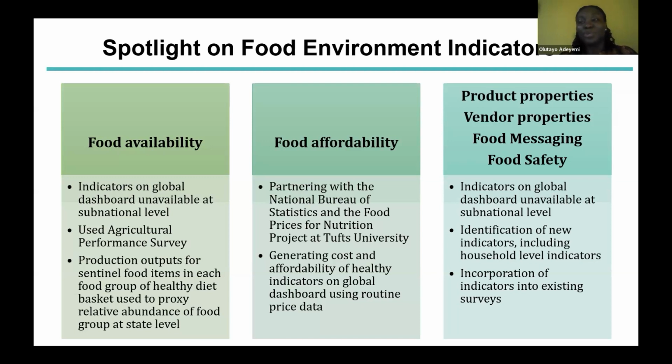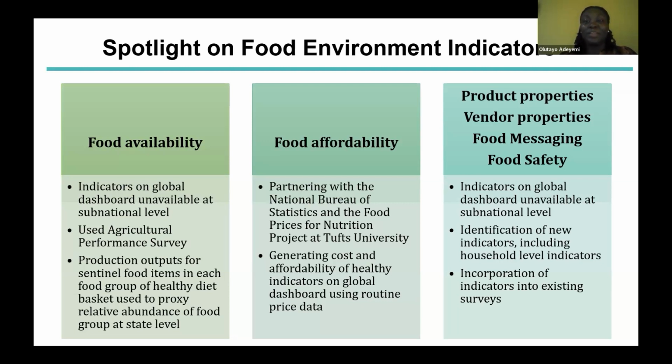And then for product properties, vendor properties, food messaging, and food safety, we don't have any representative indicators at the subnational level that we can use. So one of the things we are doing is to map the indicators we need, as well as existing data sources, to see which indicators can be incorporated into existing questionnaires, and then we start collecting that data.